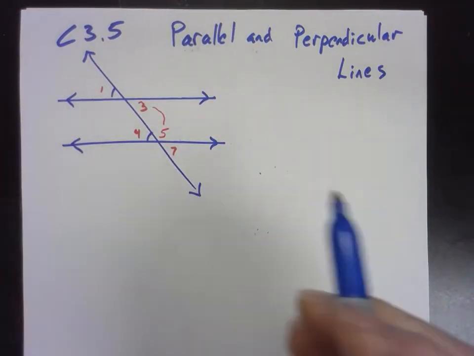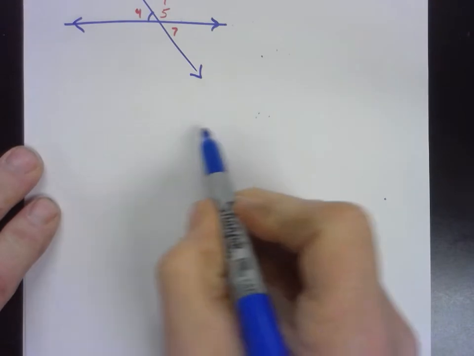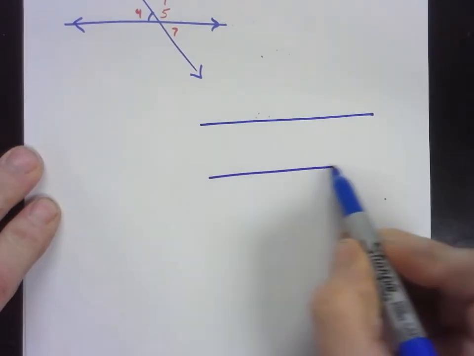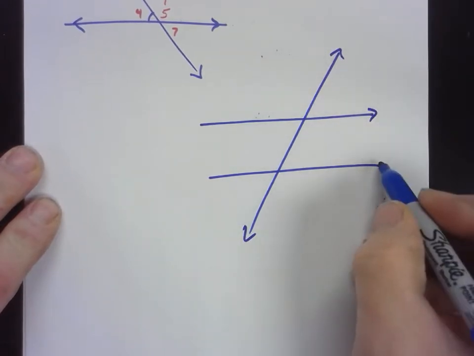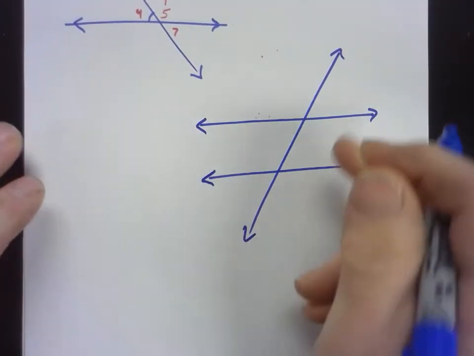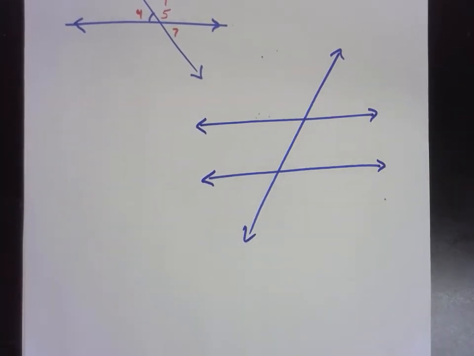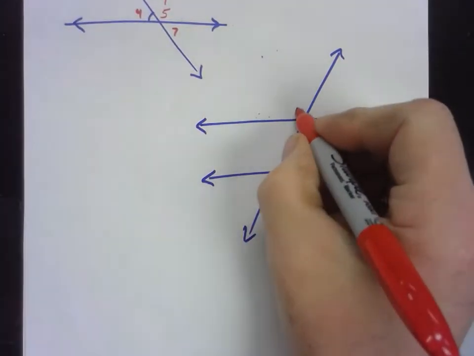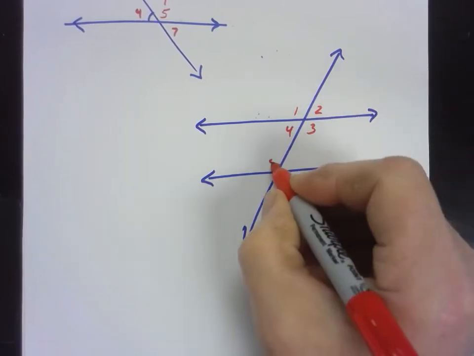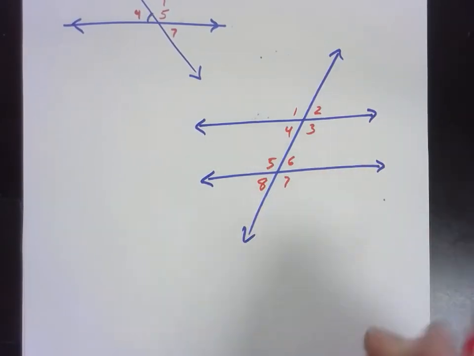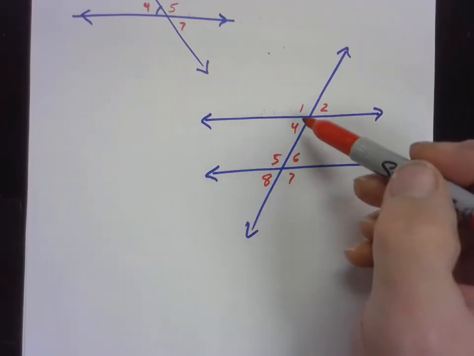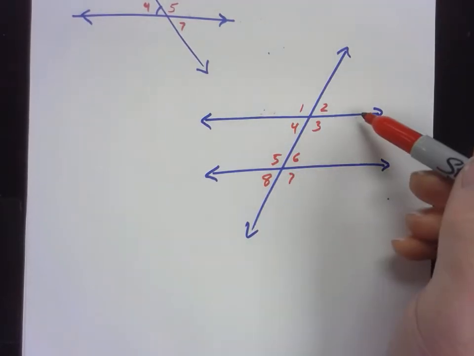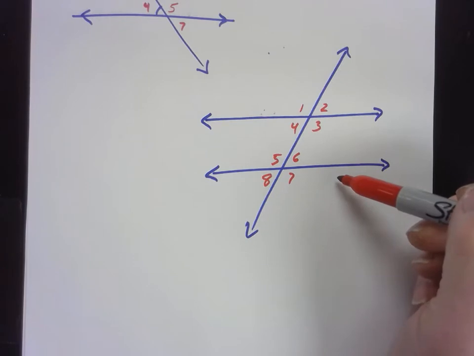The second set is related, of course, but it's the converse of each one. So I have these two lines. I don't know if they're parallel or not. But let's say angle 1 and angle 5 are congruent. So I have two lines cut by a transversal and the corresponding angles are congruent. What do you know about the two lines then? They have to be parallel. Good. They have to be parallel.